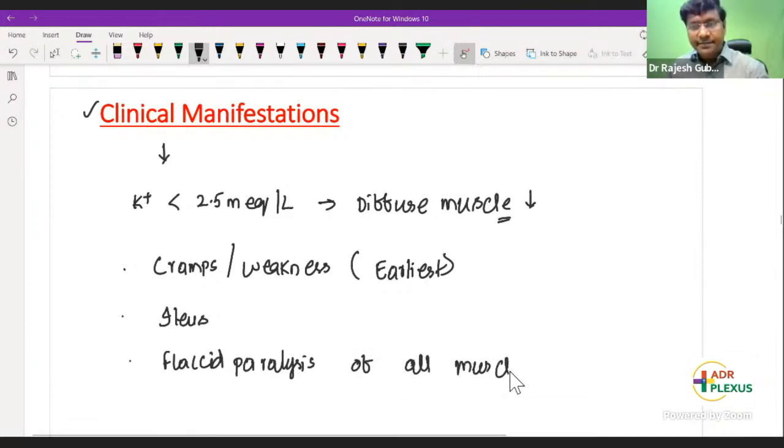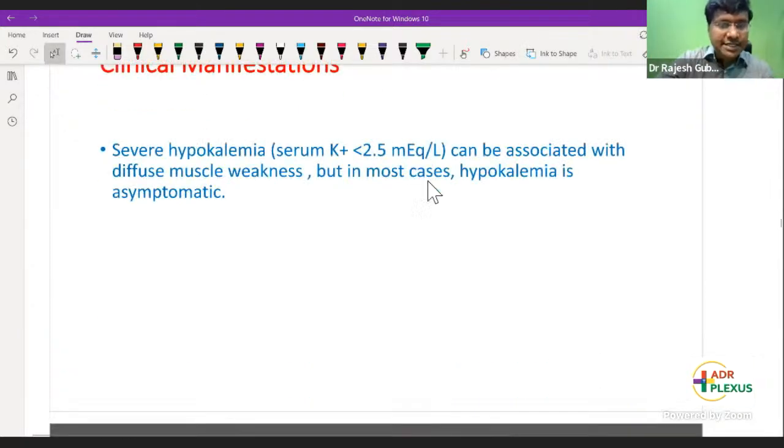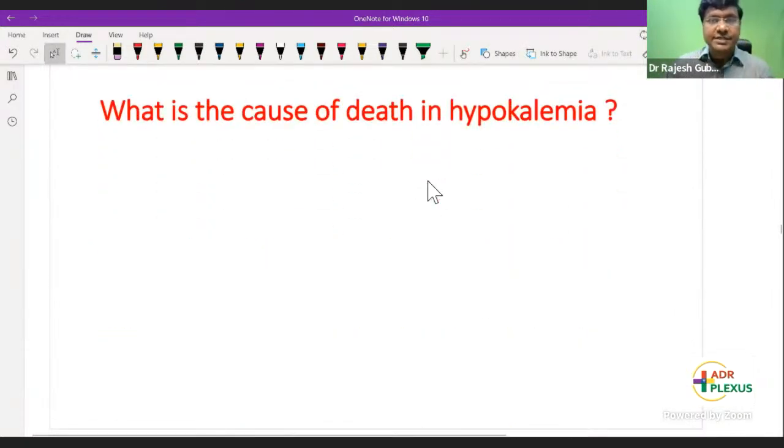Now, the very important multiple choice question. And what is that important multiple choice question? Yes, please answer this. What is the cause of death in hypokalemia?